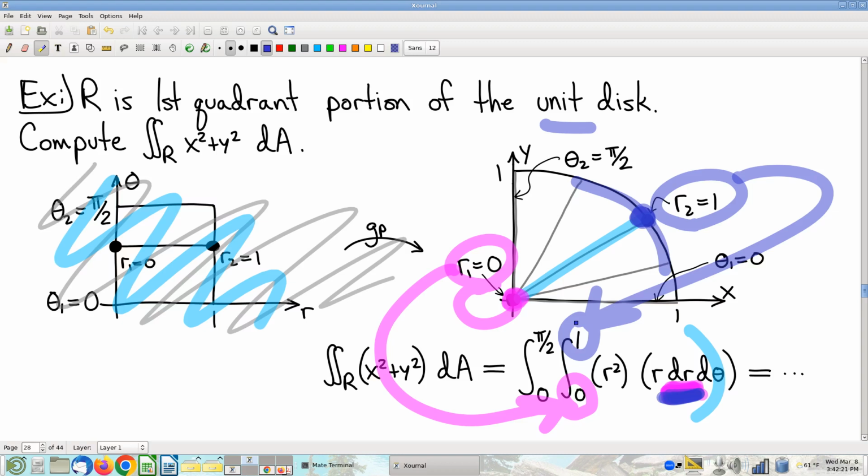Now, to be clear, it is still a pullback. It is still a change of variables. Absolutely. This is just a way of avoiding the extra inconvenience and challenge of drawing the pullback. So it's still change of variables. It's still a pullback. This is just a streamlining of the process.